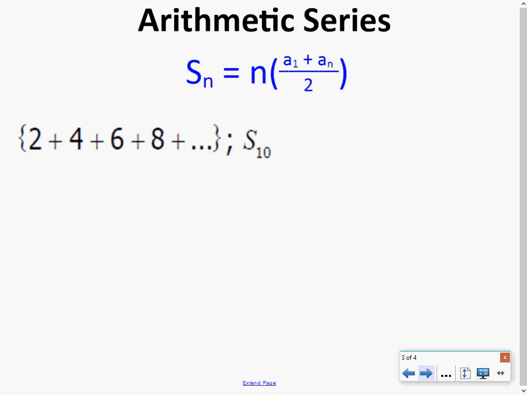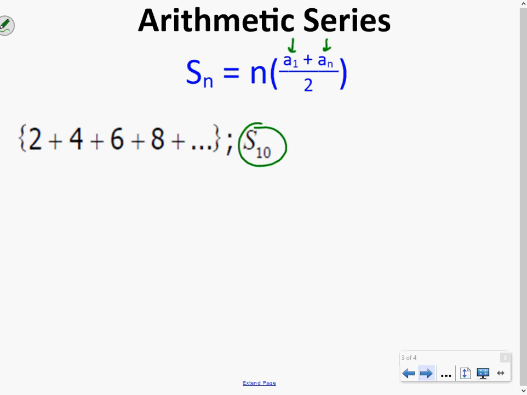And then we're dividing by 2 inside there. Now, here's the problem, right? If I want to find the sum of the first 10 terms, I need to know the first term, which is fine, but I also need to know that 10th term, which is kind of a problem here.